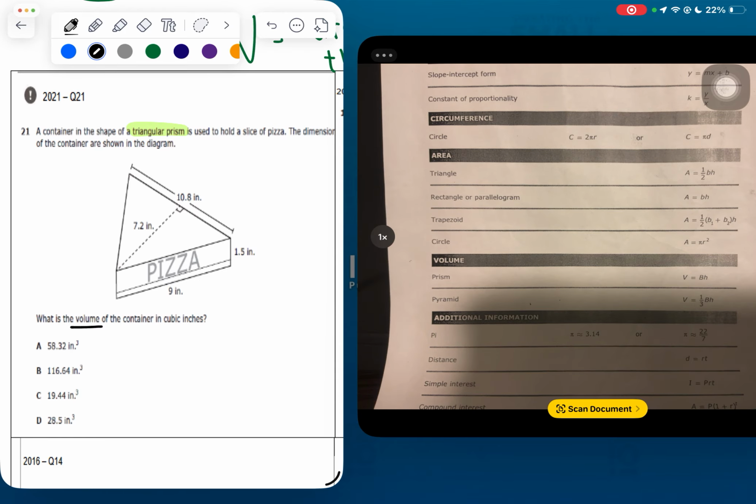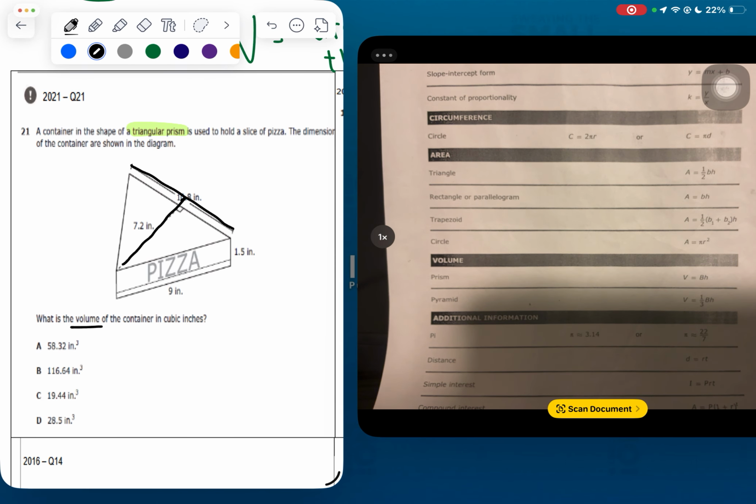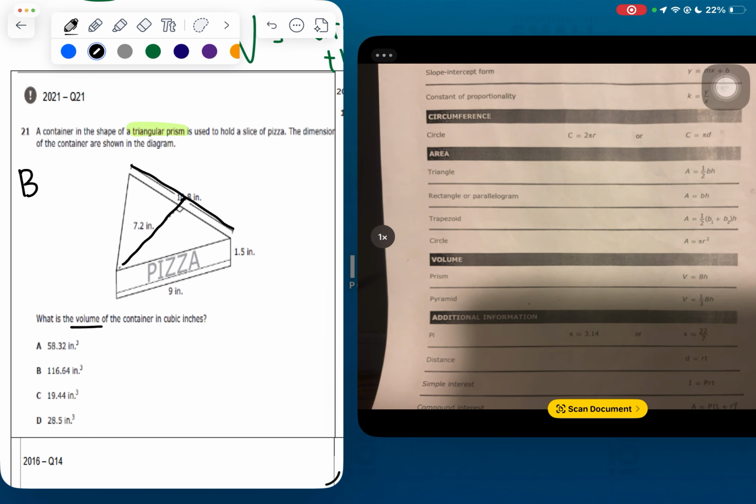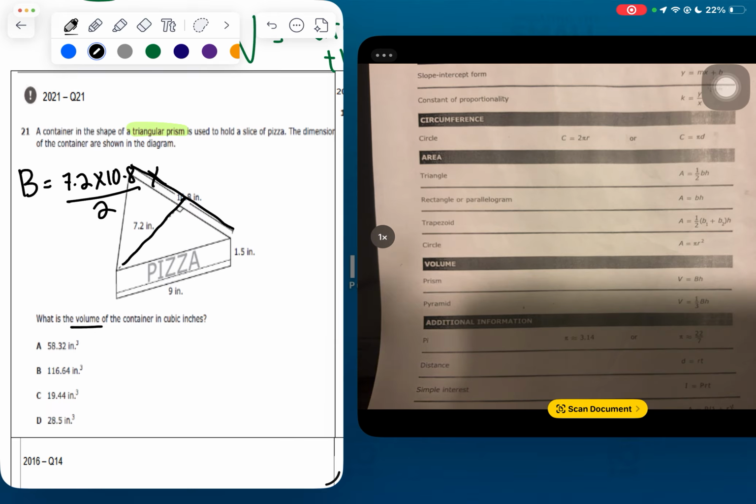So then, this is going to be the length of your triangle. We have the height of the triangle. So for capital B, we already have 7.2 times 10.8 divided by 2. And then we're also multiplying the height of the prism. If the base is already at the floor, which one do you think is going to be the height?